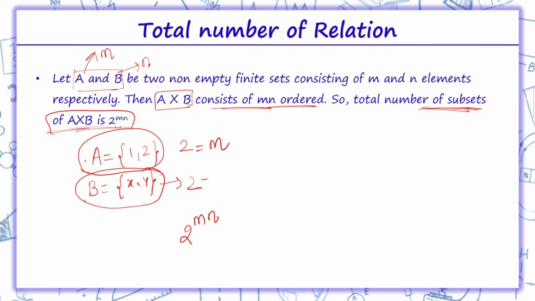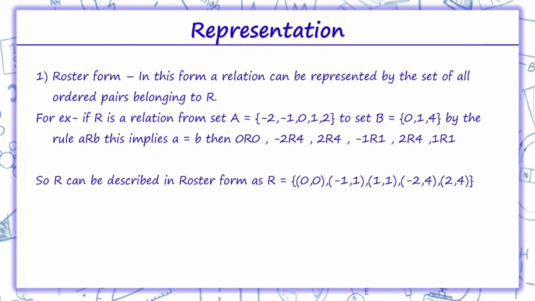This is m and this is n. So the number of subsets will be 2 to the power 2 into 2, which is 2 to the power 4, which is 16. So these are the total number of subsets, or we can say the total number of relations. Now how do we have to represent these relations?